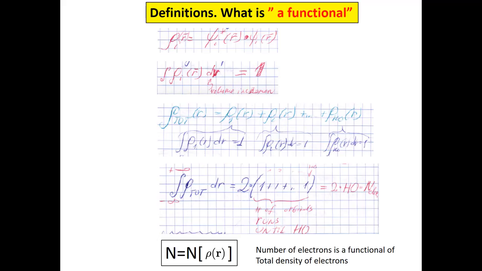And our goal is to make the same trick for the total energy. We will spend about 4 or 5 meetings to get it, because it's a little more challenging than the number of electrons.